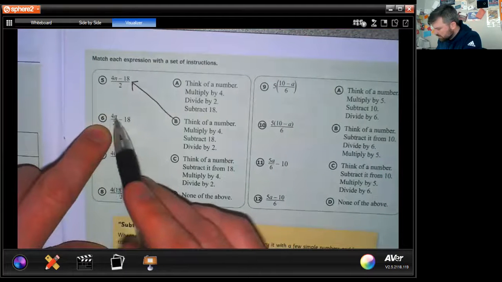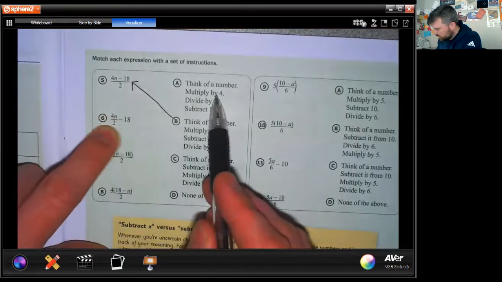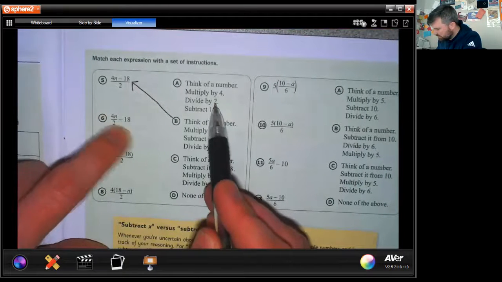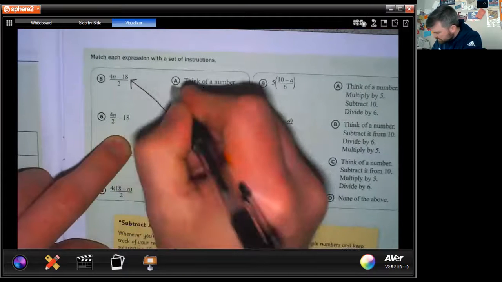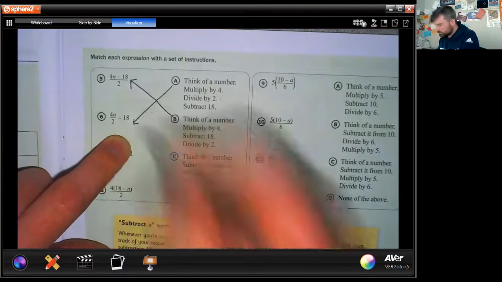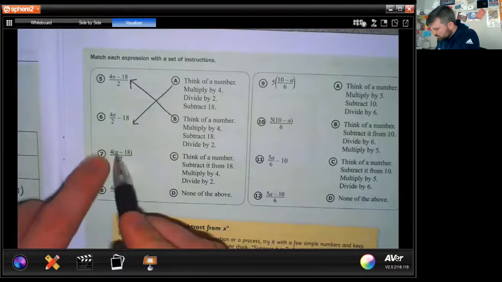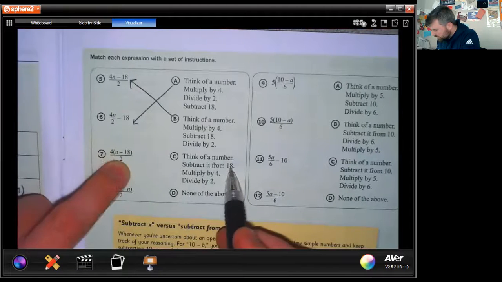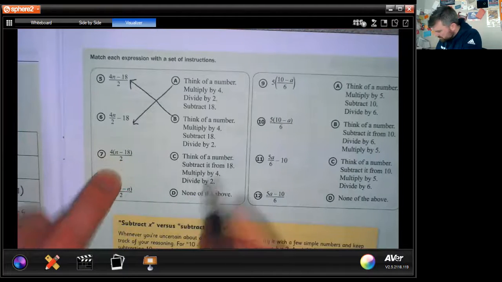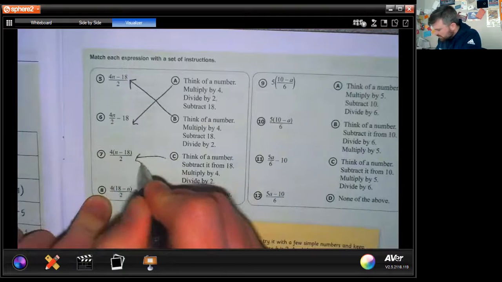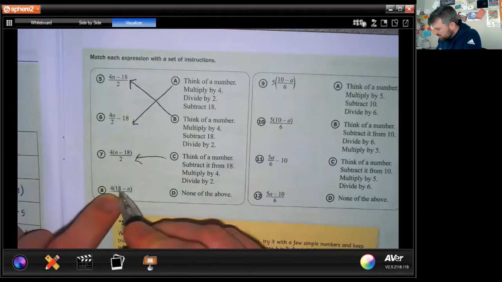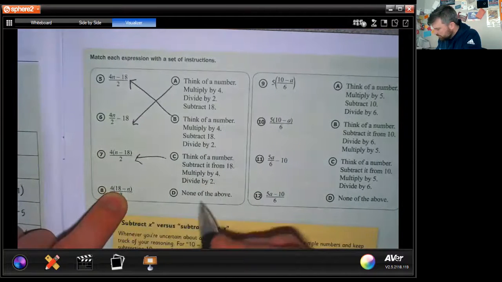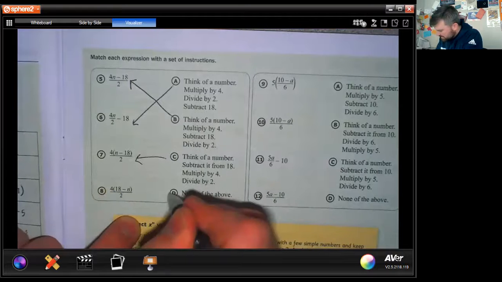We took a number times 4, then we divided by 2, and then we subtracted 18. So this one goes here. We took a number, subtract 18, then we multiply by 4, then we divide it. So this one goes here. We took 18 minus some number. Okay, that one isn't listed here.